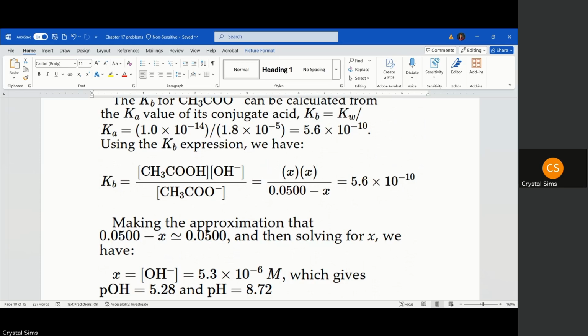So in this example with a weak acid and strong base, the pH at equivalence is not 7. It's going to be on the basic side because the strong base, completely dissociating, having those hydroxide ions, is going to give us a basic pH or an alkaline pH of 8.72.